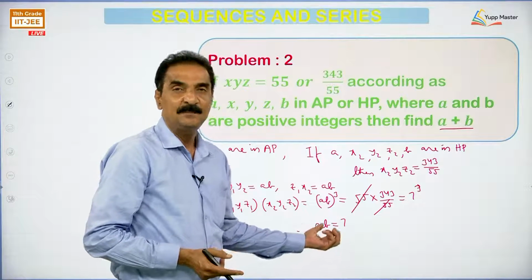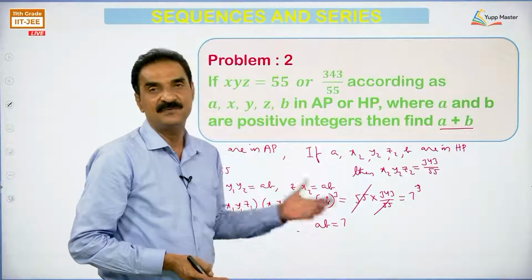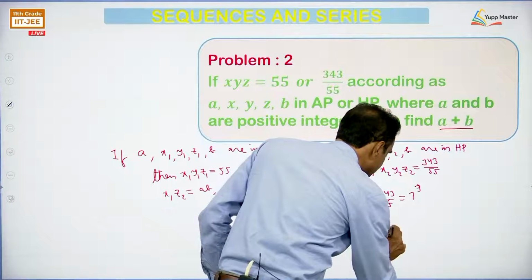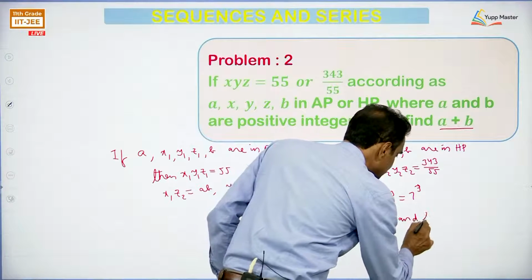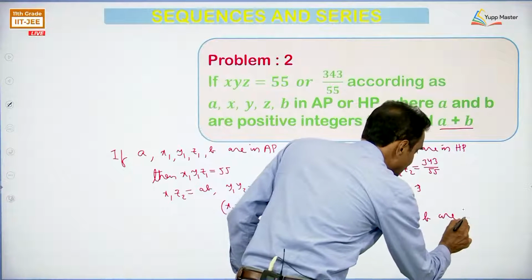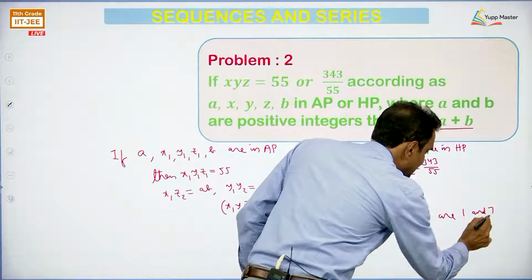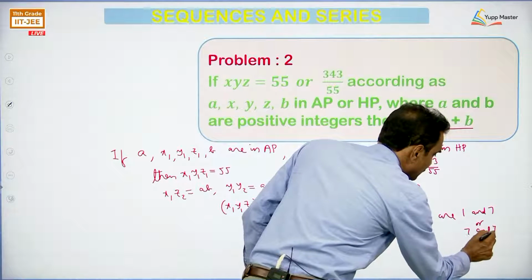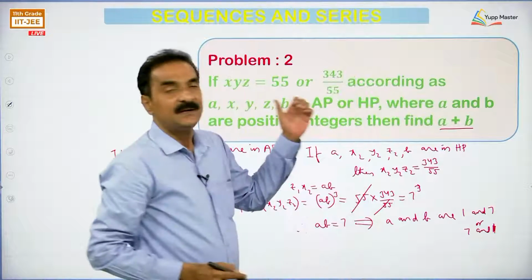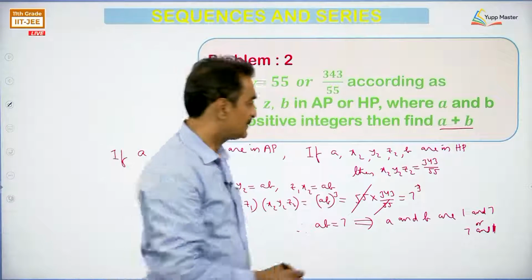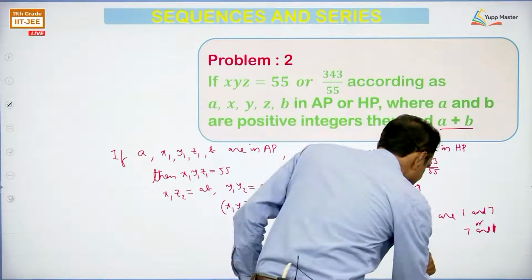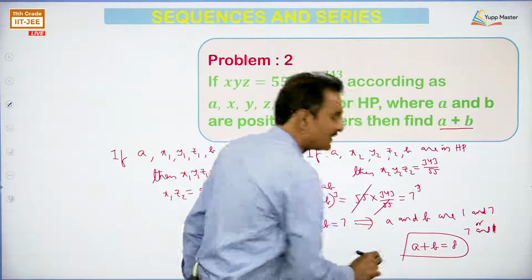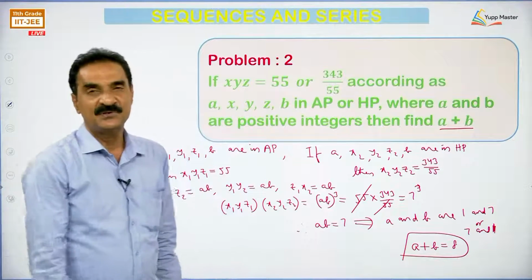If A is 1, B is 7. If A is 7, B is 1. So A and B are 1 and 7 or 7 and 1. What do you want? Sum A plus B. So in both the cases, sum A plus B is 8. So this is our answer. Alright, let us proceed to the next question.